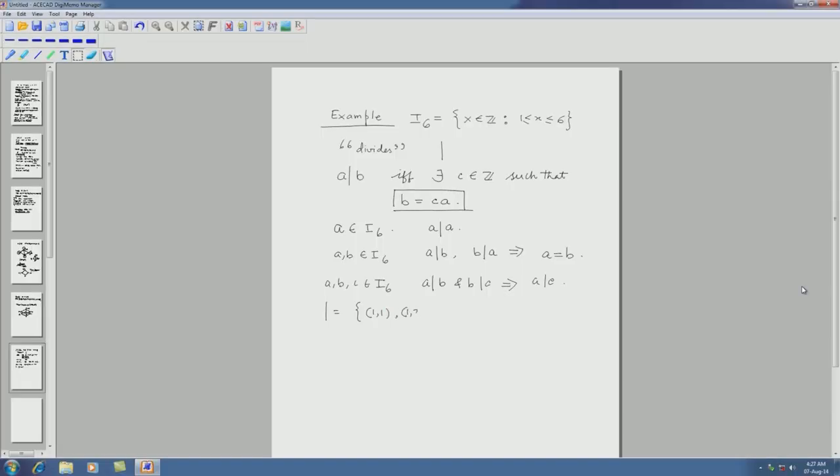Now, I would like to write down explicitly the partial order corresponding to this divides. So, see that I will have 1 1 and then I will have 1 2, then I will have 1 3, then I will have 1 4, then I will have 1 5 and 1 6. Then starting from 2, I have 2 2 and then 2 4 and 2 6. Starting from 3, I have only 3 3 and 3 6. Starting from 4, I have only 4 4 and then I have 5 5 and I have 6 6. This is the relation.